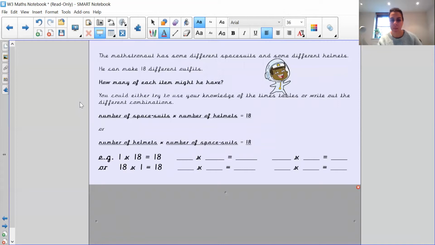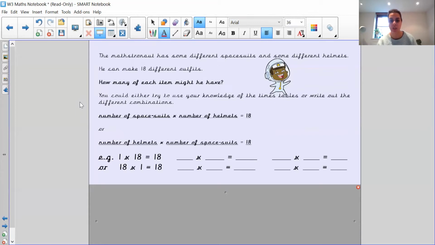Okay, let's have a look at this one. Slightly trickier now. The Masternaut has some different spacesuits and some different helmets. He can make 18 different outfits. How many of each item might he have? You could either try to use your knowledge of the times table or write out the combinations. So if you know your times tables, you can work this out by knowing something times something is 18, because there's different options for this. Or you can draw out your combinations. It's whatever you find easier.